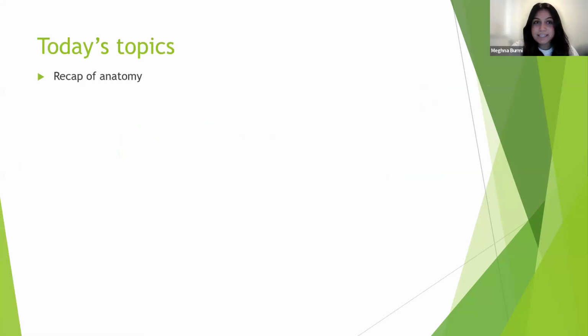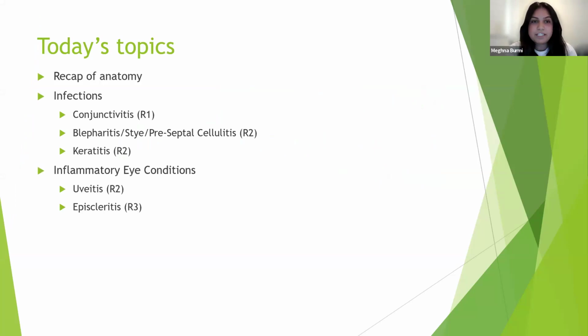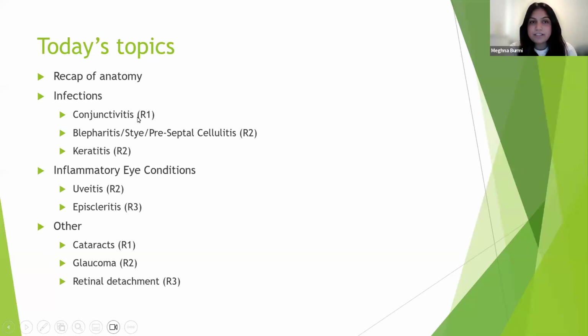So today's topics, we'll just have a brief overview of your anatomy and then move on to covering your infections, your inflammations, and some other things. Now, just note that there's only two R1s in ophthal, conjunctivitis and cataracts. Hopefully, these are words that you've heard before, but we will cover them as well as all the other R2s and R3s. But yeah, focus on the high yield stuff and focus on being able to recognize what a condition is, because that will help you in figuring out management. But overall, ophthal is quite intuitive as well.